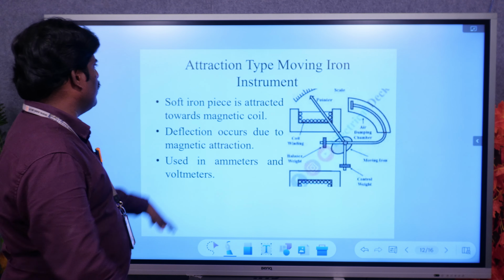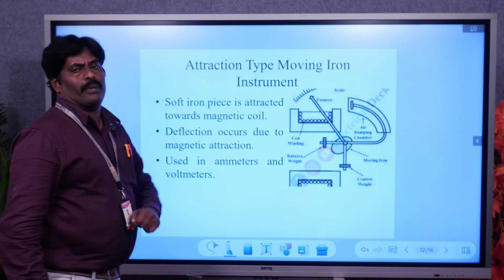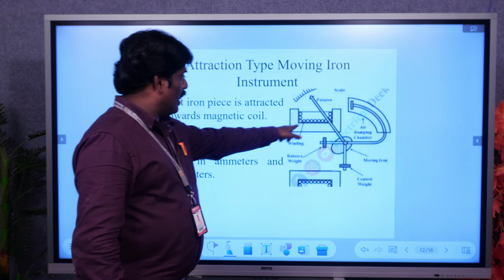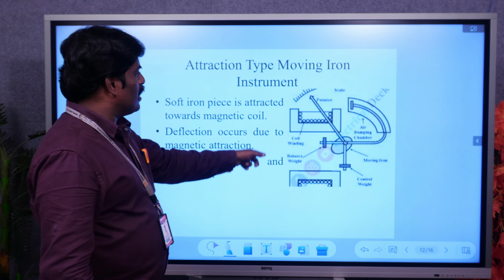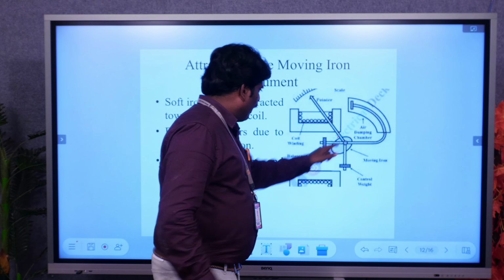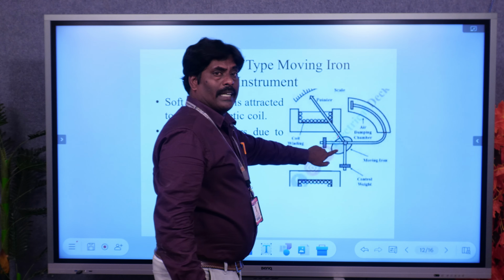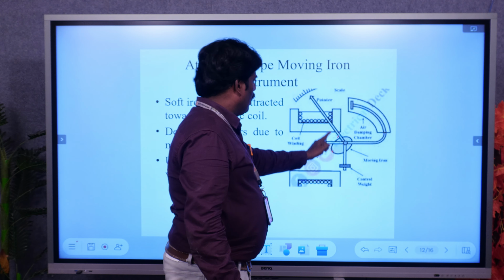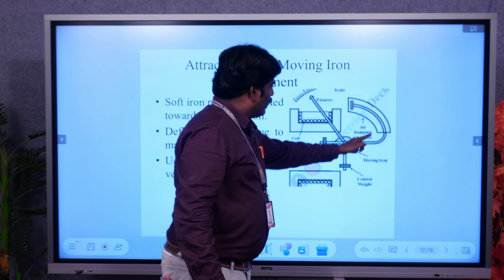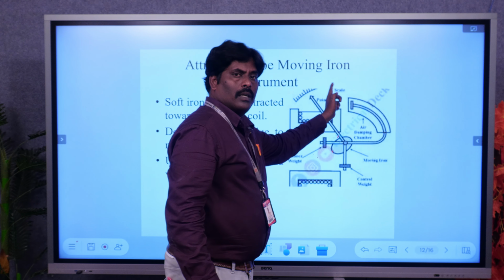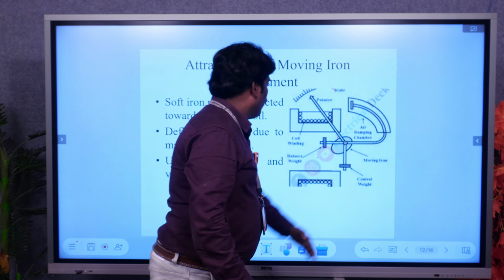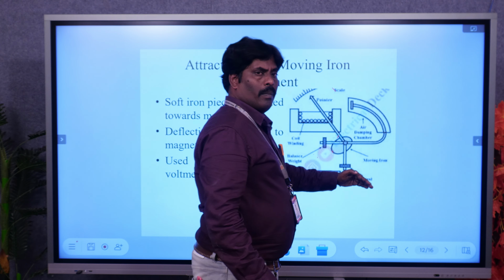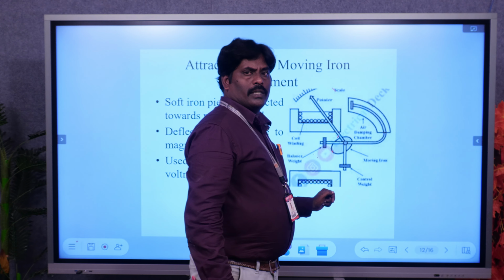This is the MI instrument. These instruments are classified again into two types: attraction type and repulsion type. This is the attraction type. An attraction type measuring instrument consists of an iron vane. The iron vane is attached to the spindle. The spindle carries the pointer and also a piston. This piston moves up and down in the air chamber. When the supply is given, the piston moves up and down based on the pointer rotation.